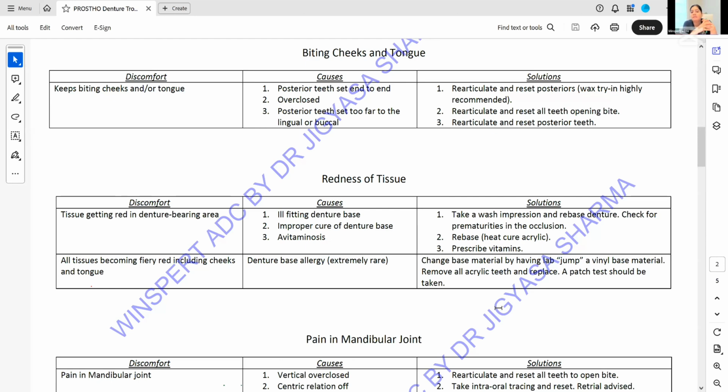Posteriorly, also when the teeth are off the crest of the ridge, too far buccally or too far lingually, then also it can lead to the tongue or cheek bite. So mandibular posterior teeth should be set on the crest of the ridge.